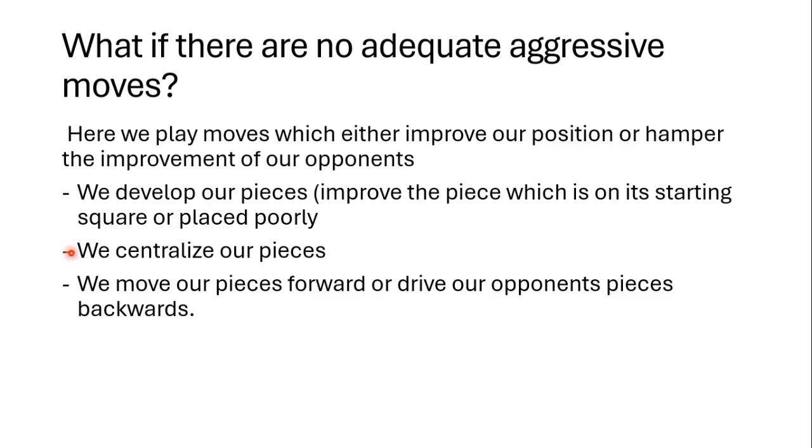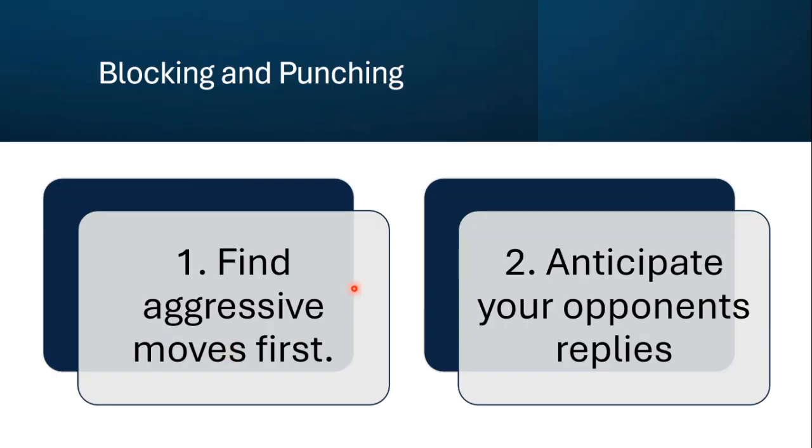For example, we centralize our pieces. We move our pieces forward, or we drive our opponent's pieces back. If an opponent's piece is within our territory, we just drive it back. Remember, pieces gain activity as they advance forward. By pushing it backwards, we decrease our opponent's activity, and in a way, we are increasing our own activity. So we just improve our position if adequate aggressive moves do not exist.